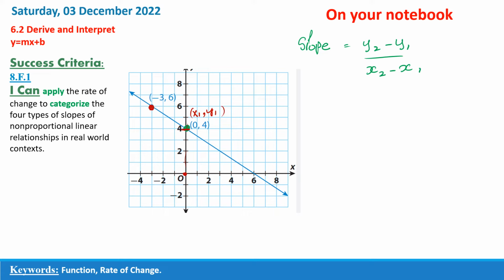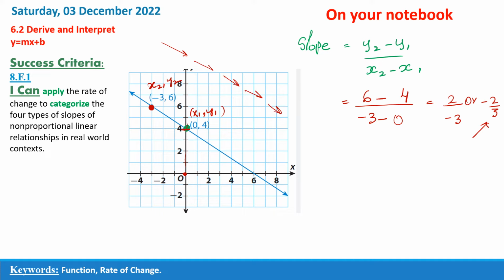Now here they are giving you another point, that is (-3, 6), and name it as x2 and y2. Put it in the equation. So y2 is 6 minus y1, which is 4, divided by x2, which is negative 3, minus x1, which is 0. 6 minus 4 is 2, divided by minus 3. Now write the minus 3 down or up, there is no difference. Whether you write 2 over negative 3 or negative 2 over 3, both are the same. Now you have seen a negative slope, and you can check that the line is going down, which means decreasing in the plane.